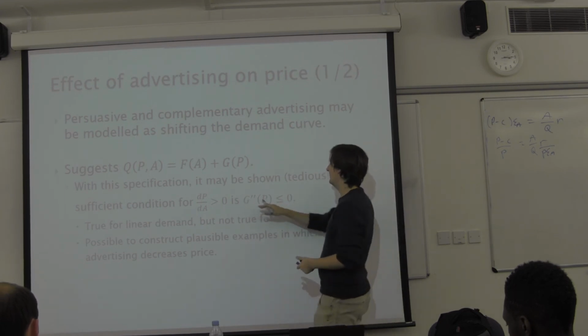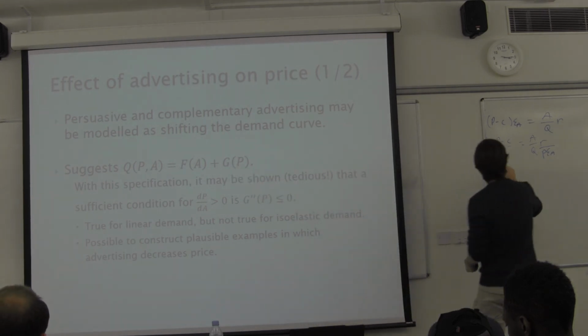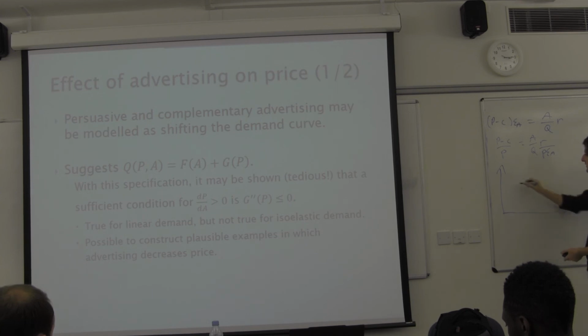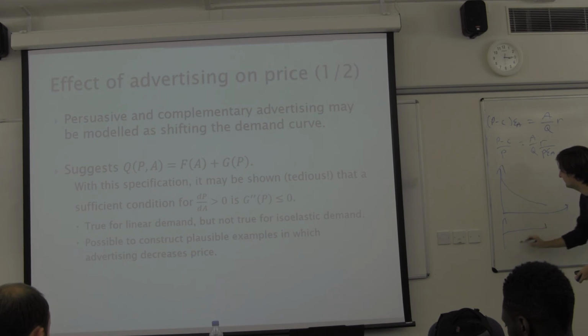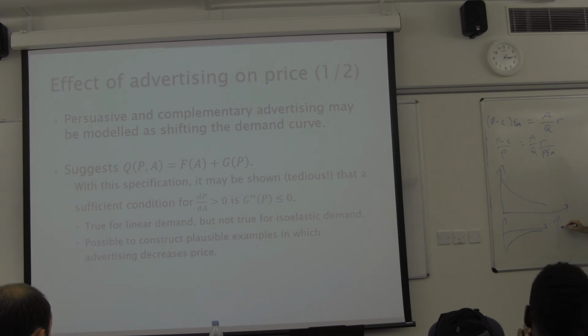So G is like, I said, a demand curve when there was no advertising. And if you draw a demand curve, you normally draw something curving that way, don't you? The first derivative of that function is negative, and the second derivative looks something like that. The first derivative is going to 0 because it's getting flatter and flatter, and so the second derivative is also going to 0.